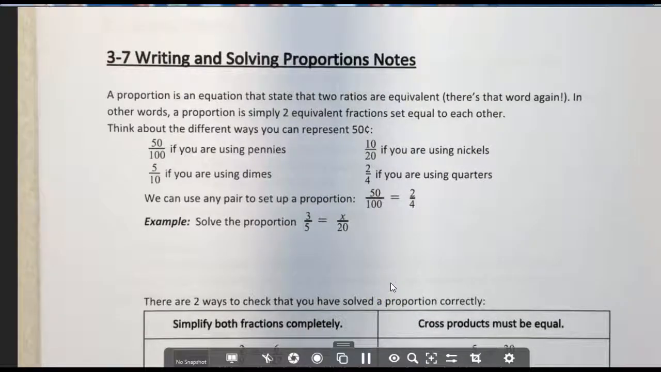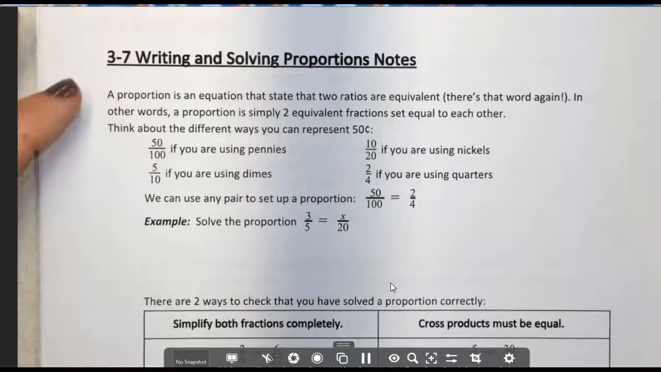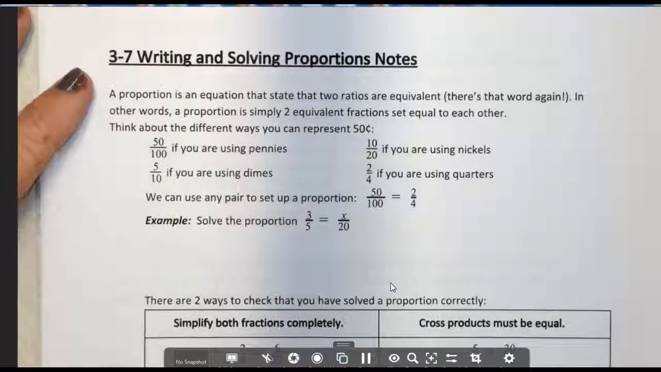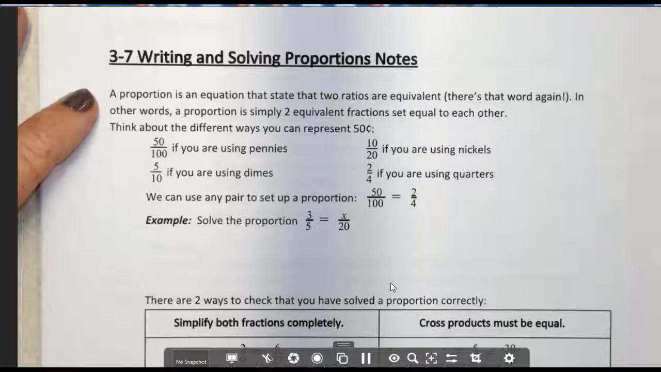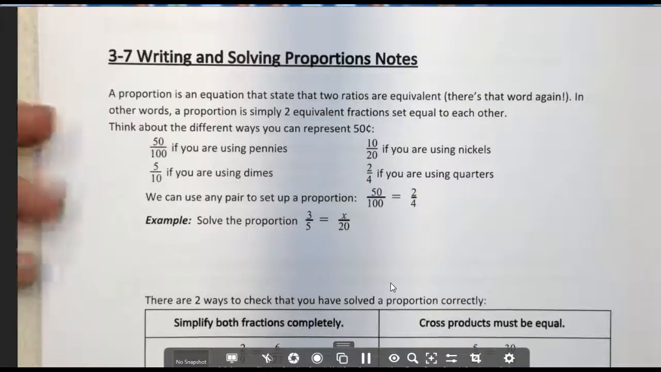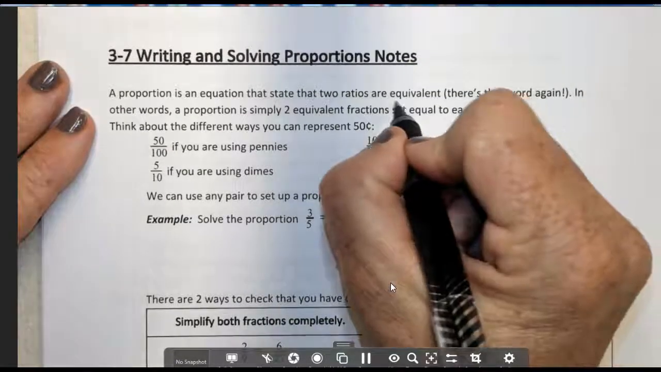So hopefully, because of everything we've done so far and your work in STEM class and dimensional analysis, this section hopefully is going to be super easy for you, I hope. Okay, so this section is writing and solving proportions. A proportion is an equation that states that two ratios are equivalent, right? We use that word a lot.